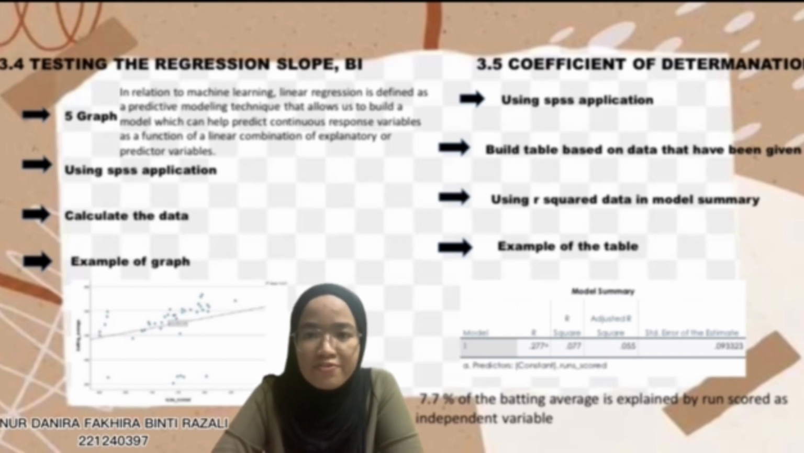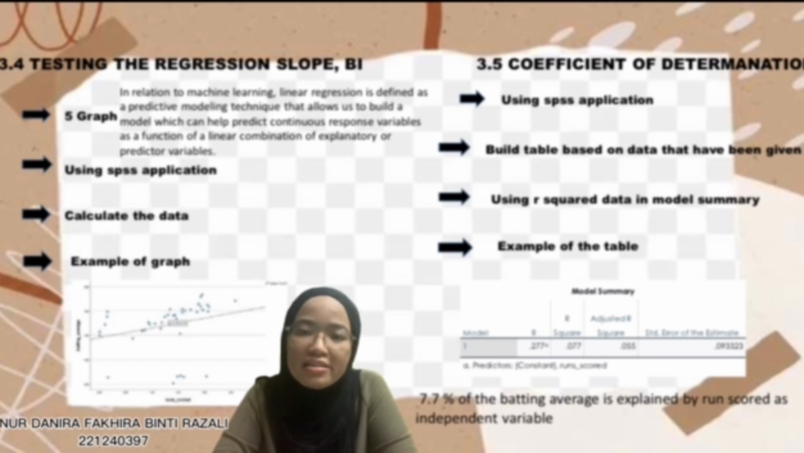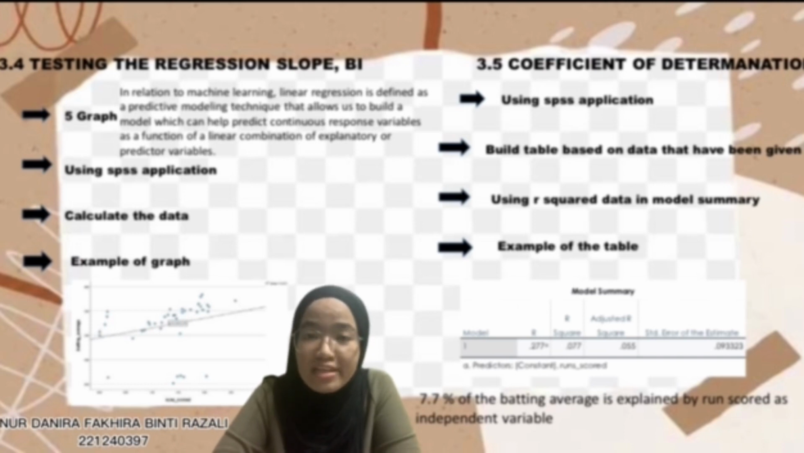There are 5 graphs that I created from the SPSS application that was taught by my lecturer before the assignment was given online. I also calculated the data using the SPSS application. There are examples of the graphs in the slide that I created from y, x1 until x5. To add on, I also do section 3.5, which is the coefficient of determination.